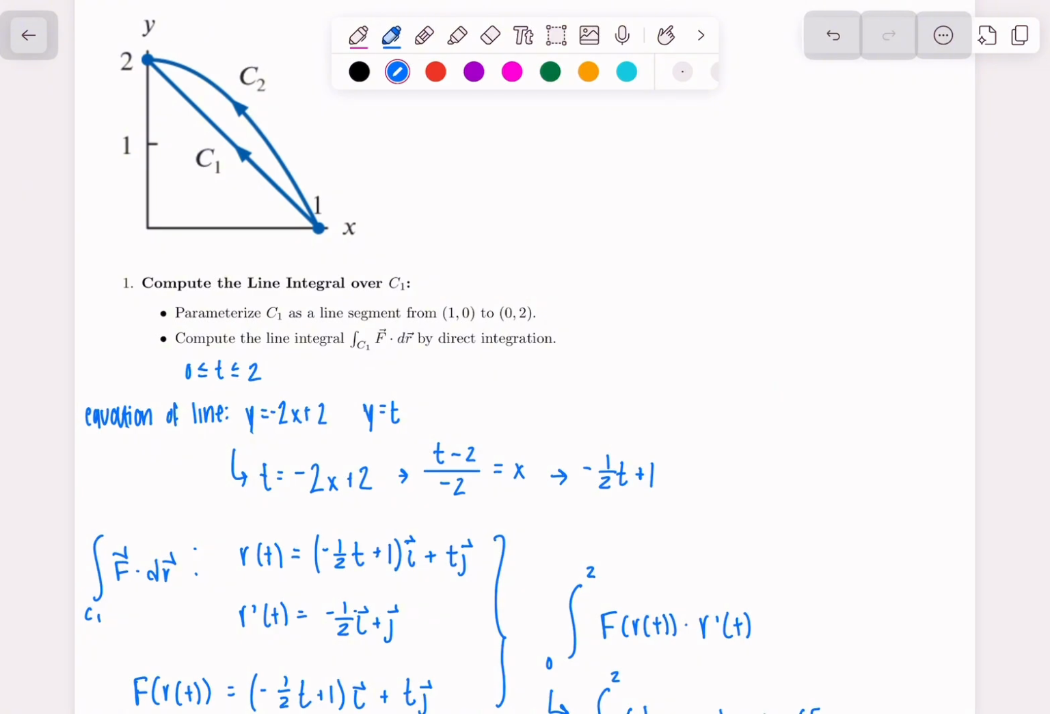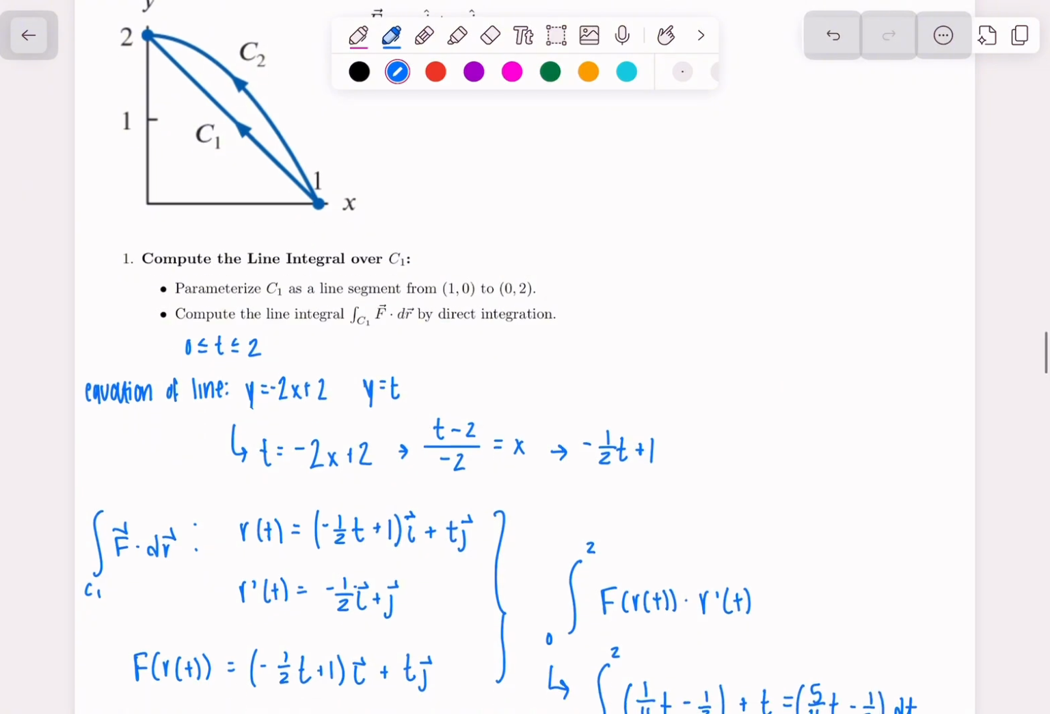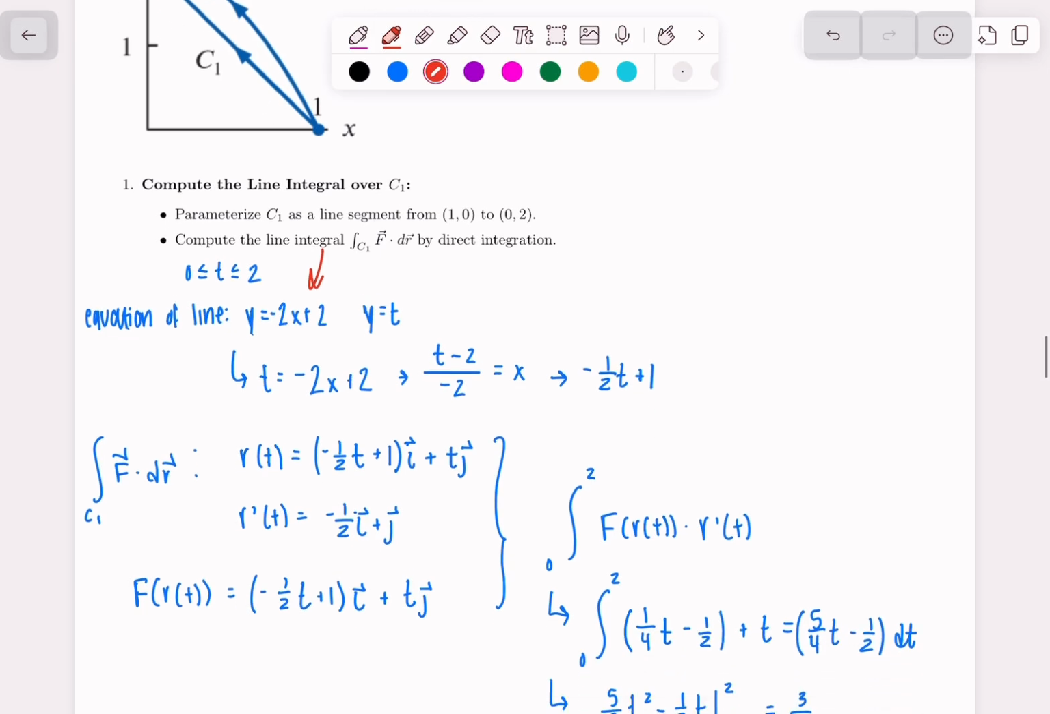Then we're going to write the equation of the line. We see that the slope is -2 and the intercept is at 2, so we write that out right here. And we're going to put y is equal to t so that, like I said before, we can put it in terms of something other than x and y. So I have that whole process right here, and we just solve for x in terms of t.